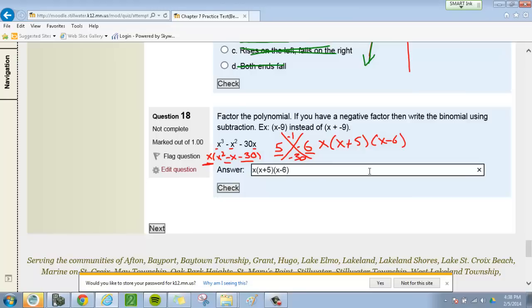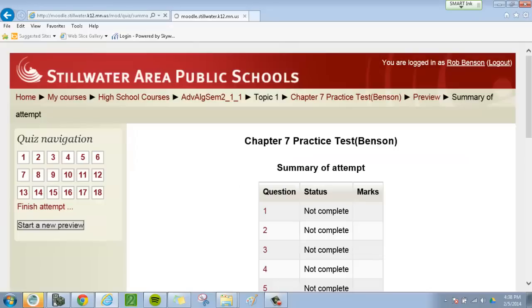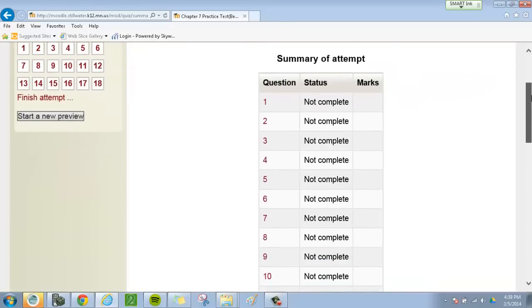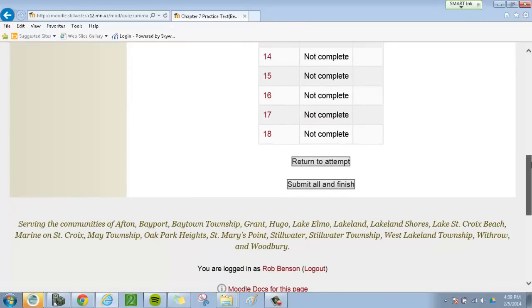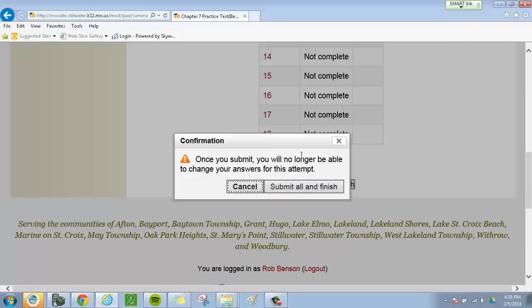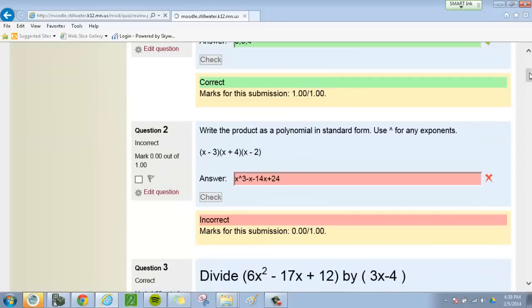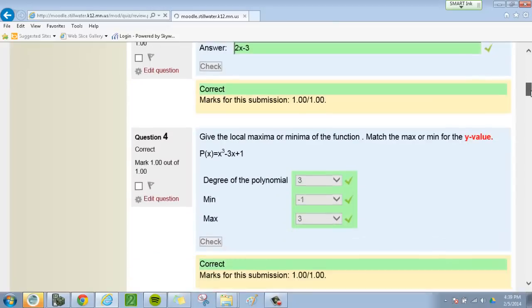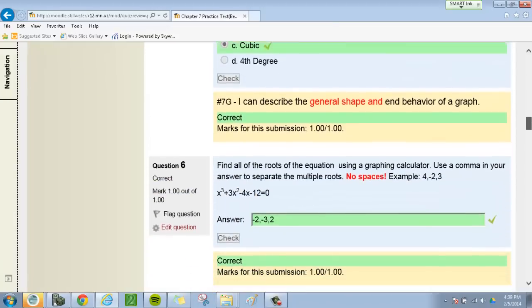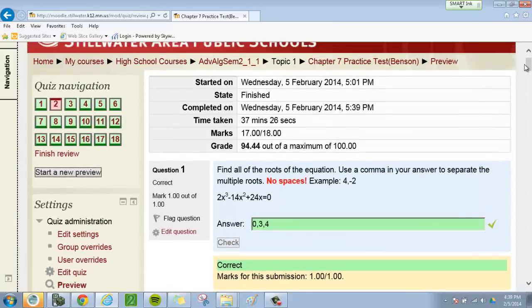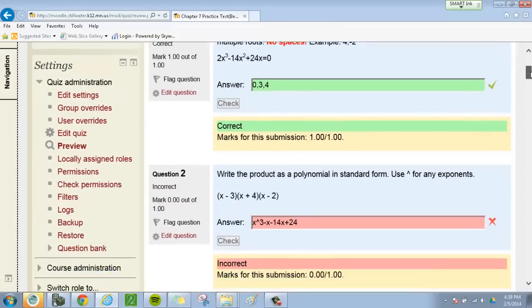Okay, moment of truth, everyone. Let's click next, see how Mr. Benson did. Not complete. What does that mean, saying not complete? Oh, submit and finish. That doesn't make any sense to me. Once you submit, you will no longer be able to change your answers for this attempt. Yeah, I get it. How did I do? 94? What? What did I do wrong? Okay, that one's good. This is good. Which ones did I get wrong? Oh, just number 2.